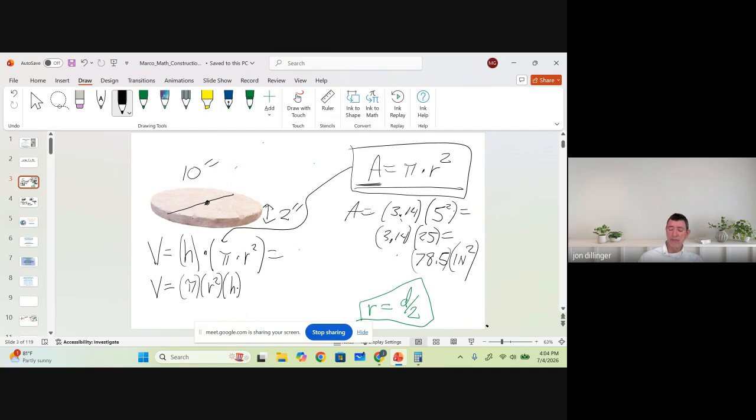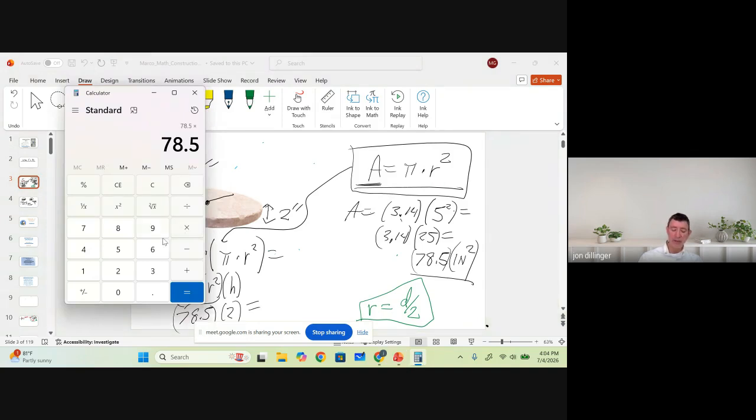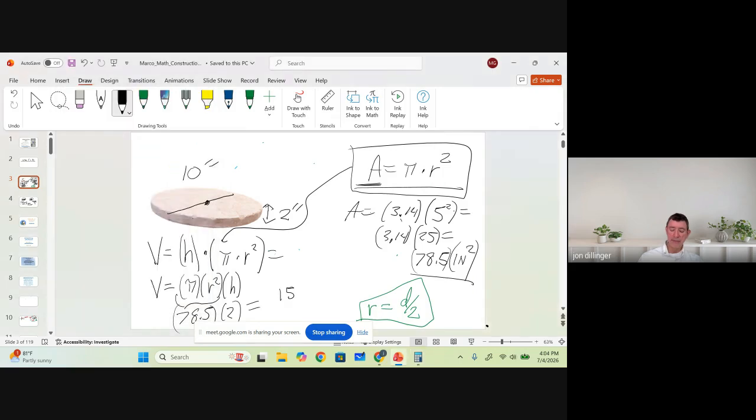All right, so now this part right here is 78.5, right? You got that right here. And then 2 inches. So you just multiply that out. You have 78.5 times 2, which is 157. Inches cubed is the volume. That's the answer.